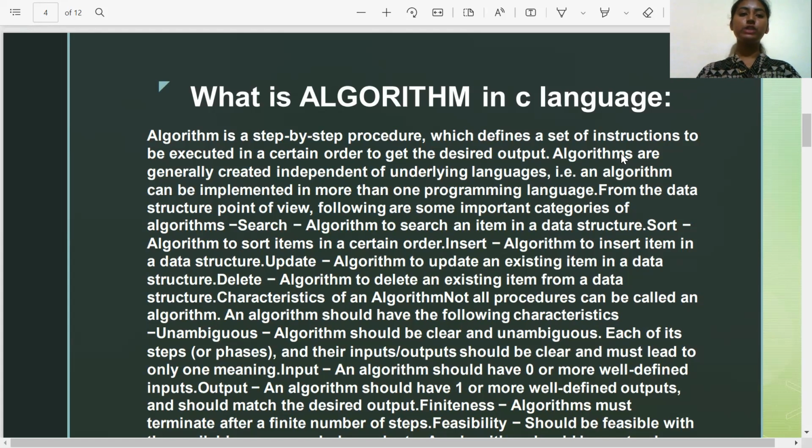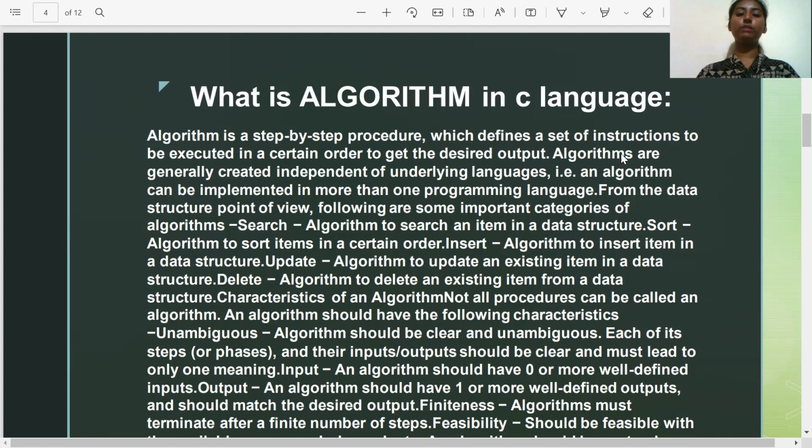From the data structure point of view, following are some important categories of algorithm. Search: algorithm to search an item in a data structure. Sort: algorithm to sort items in a certain order. Insert: algorithm to insert an item in a data structure. Update: algorithm to update an existing item in a data structure. Delete: algorithm to delete an existing item from a data structure.